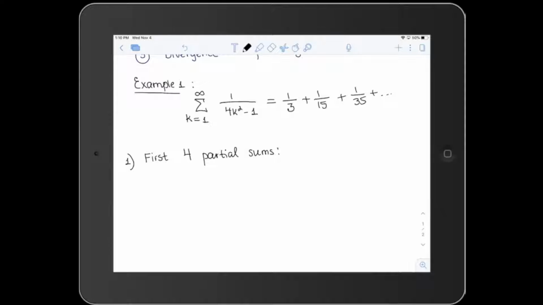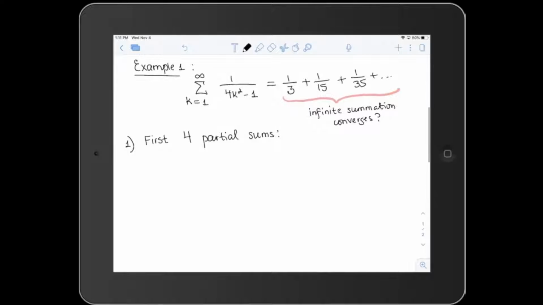We want to know if this infinite summation converges. What do I mean by that? If I add up all of these fractions, infinitely many of them, do I get a finite number? That's the ultimate goal. So let's take a look at the first 4 partial sums. You might be asking, why 4? Well, there's really no reason. We just wanted to see a pattern and see if we can find the formula for the nth partial sum.